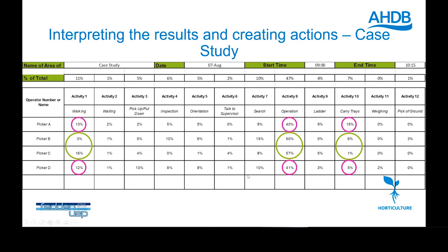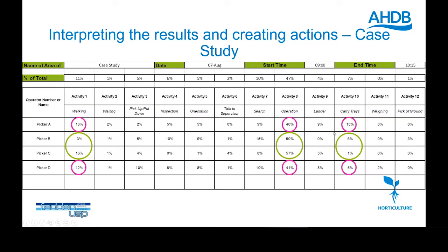So I think I explained this a bit better here. So these green ones are the faster ones. So you can see, you know, 57% of their time they were doing the operation, and a low percentage of time they were walking or carrying trays. For the slower, which were picker A and picker D, you see that, you know, sort of 10-15% slower, less of their time was spent in the operation, and proportionally more time was spent on those two particular activities.